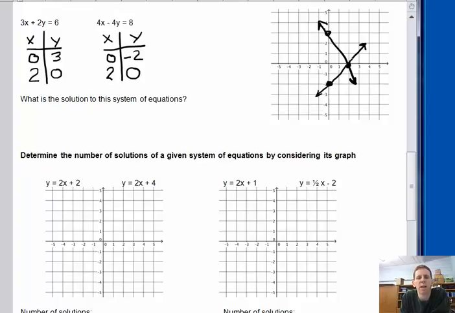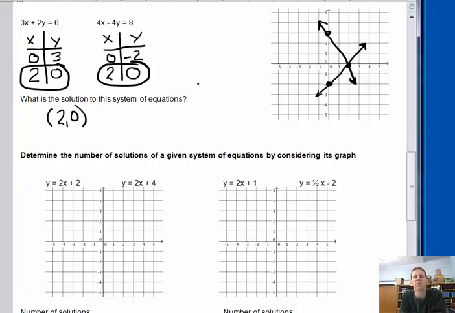And you can see clearly that these lines intersect at the point 2, 0. That is a solution to this system of equations. It's a point that works in both equations. And you'll also notice that it appears on both of our x and y charts. So a solution, again, to a system of equations is an intersection point, any point that both lines contain, or again, it's any point that makes both of these equations true.